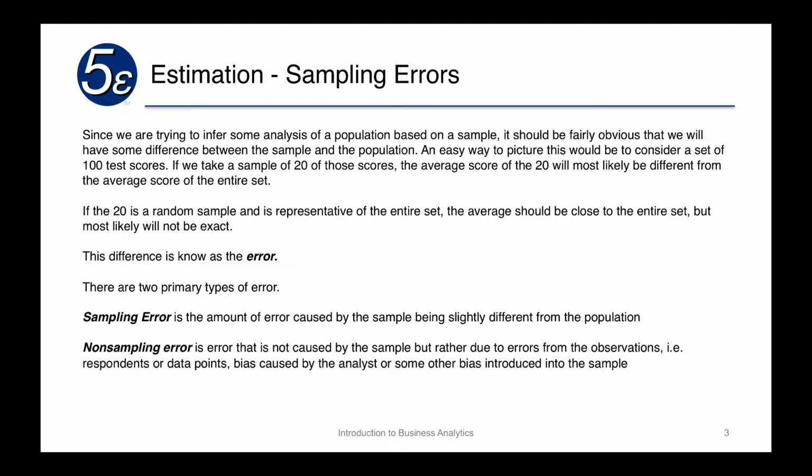And if you took another 20, those two samples might be slightly different as well. But they should be close to the entire data set, just not exact. This difference is known as the error. And there are two primary types of error.